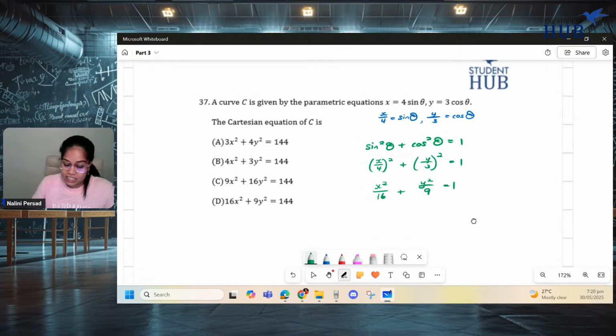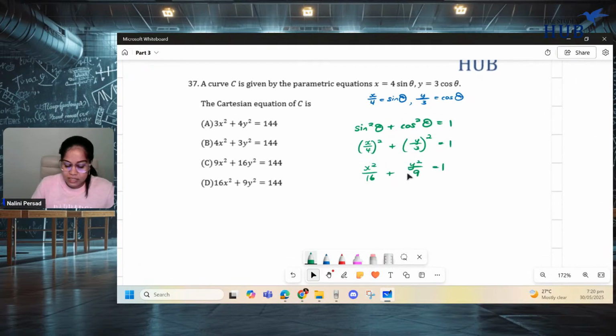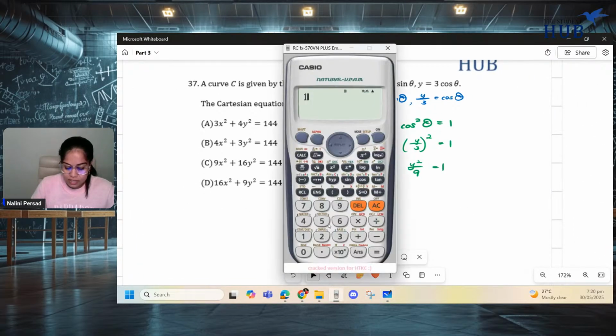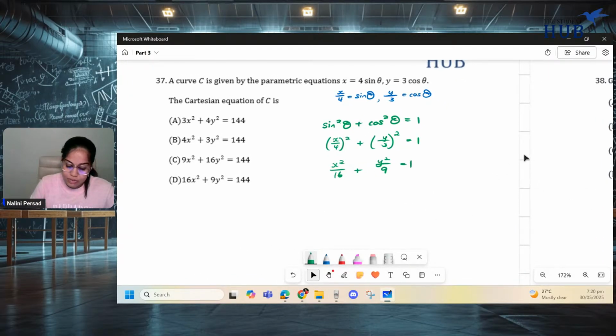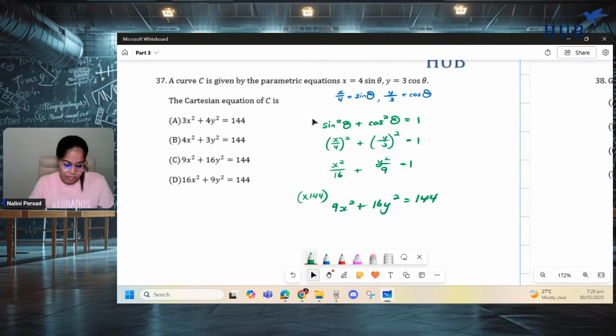I don't like fractions out here anymore, so I'm going to multiply by the, after being a math teacher for so long, I guess I should know 16 by 9 by heart. It's 144. 9x squared plus 16y squared is equal to 144. Option C.